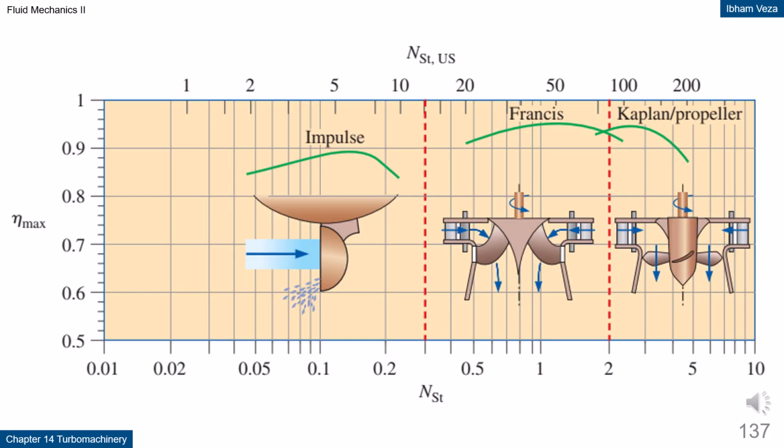Turbine types versus specific speed and efficiency. This diagram shows the relationship between turbine types, specific speed, and the maximum achievable efficiency. Impulse turbines are suitable for low specific speeds with relatively lower efficiency. Francis turbines operate in the mid-range with very high peak efficiency. Kaplan or propeller turbines are used at high specific speeds with similarly high efficiency. This chart serves as a first guideline for selecting turbine type based on head and flow conditions.